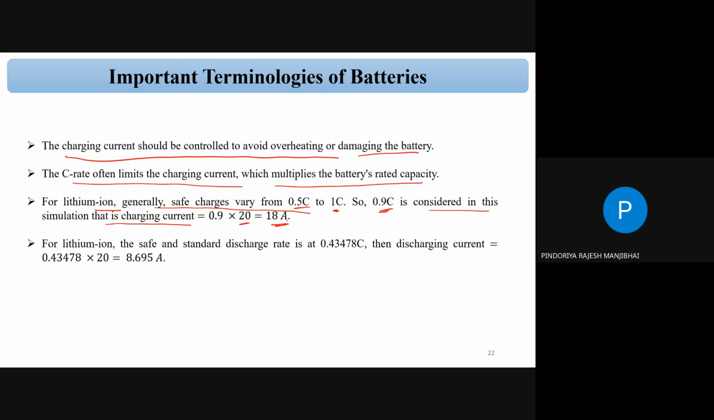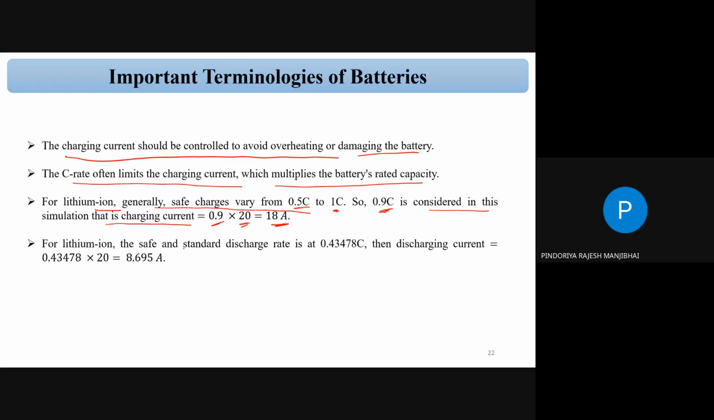So we have to constantly charge the battery at 18 amperes. That is a constant current. How can we find it out? There is the 0.9 C rate, and the battery rating is 20 ampere-hours. So we have to give a charging current of 18 amperes.